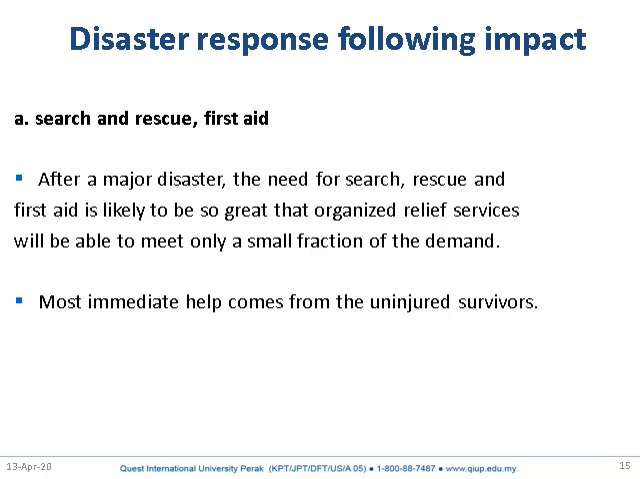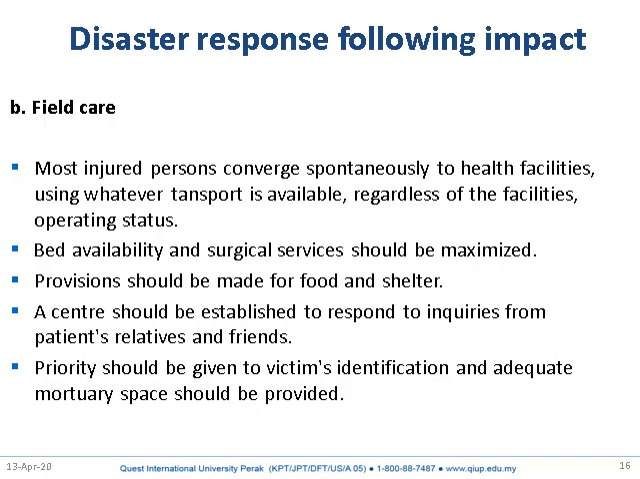Most immediate help comes from uninjured survivors, those who are at the disaster site but not injured. They will help the people, help in searching for people, and help in rescuing people and giving first aid. Then comes field care. Field care means what?